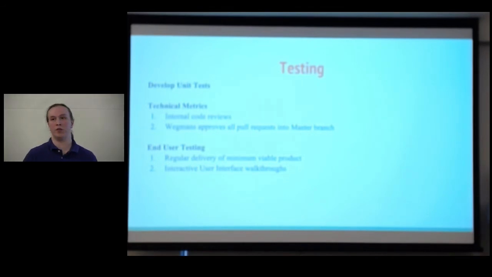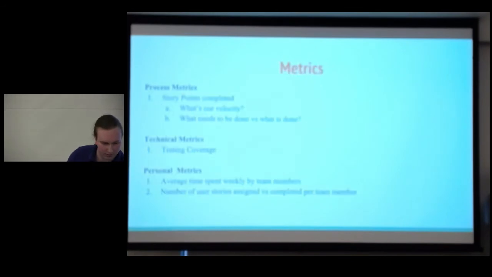We do internal code reviews. So every time there's a pull request to our staging branch, we go in and we approve it individually to make sure that it complies with what we consider to be a good coding standard. And then Wegmans approves everything going into the master branch. So everything from staging gets approved by Wegmans so that they make sure that we're not doing something that we shouldn't be doing. And finally, we're currently doing a lot of end user testing to make sure that the product is viable at the end of each iteration, and that we have used the wireframes that I talked about earlier to have an interactive walkthrough that people can actually use.